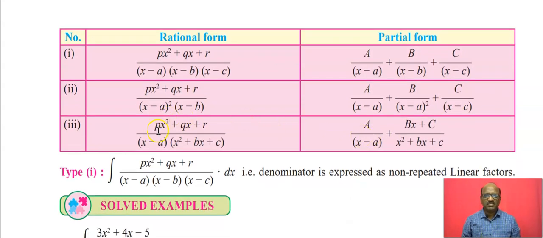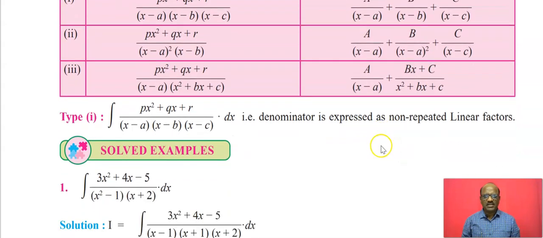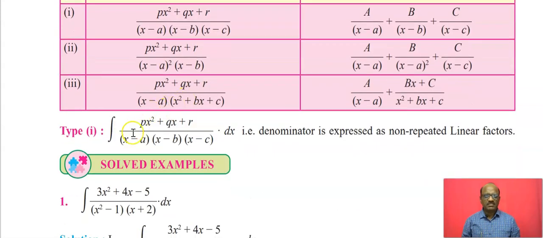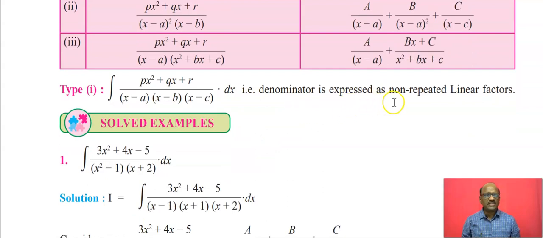Now next is px square plus qx plus r upon x minus a into x square plus bx plus c. This can be expressed as A upon x minus a plus Bx plus C upon x square plus bx plus c. Now we will see the examples of the first type, that is the integral of px square plus qx plus r upon x minus a into x minus b into x minus c into dx, where the denominator is expressed as non-repeated linear factors.